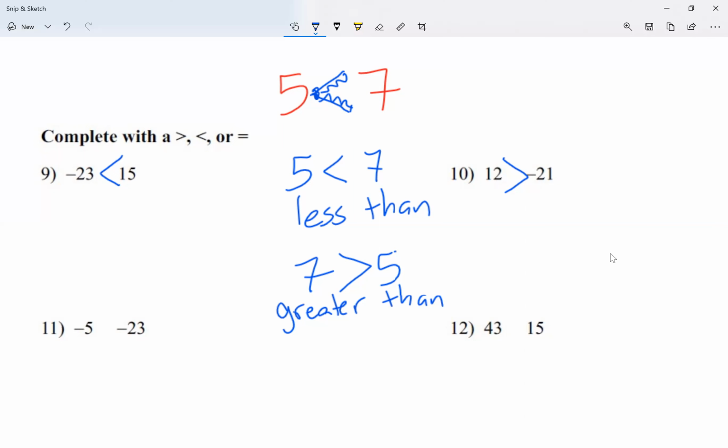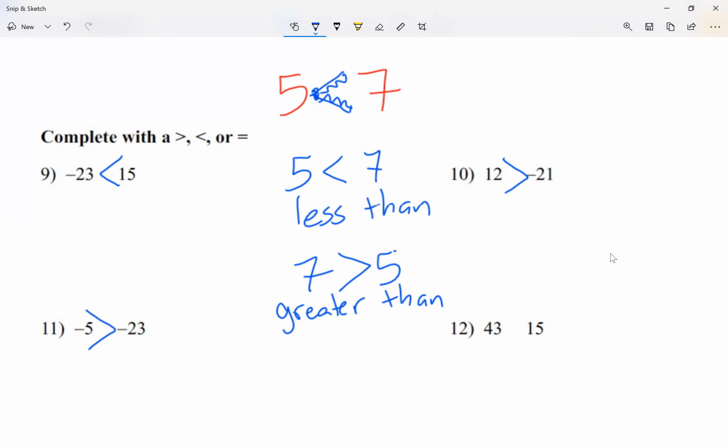Now, looking at number 11, when I look at the signs, they're both negative. Okay, so now I have to look at the numbers. Negative 5, negative 23. From those two, if I put them on the number line, which one will be on the right? Okay, yep, -5 will be on the right. So -5 is bigger. So my mouth opens eating the bigger number. So the way we read that is -5 is greater than -23. The way we read number 9, -23 is less than 5.